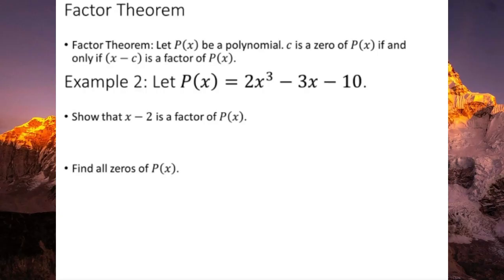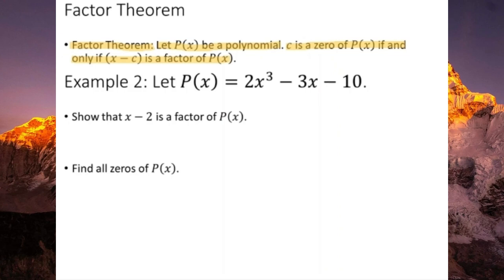Now we're going to look at a helpful theorem that's going to help us factor polynomials that we couldn't factor before through traditional methods. This theorem is referred to as the factor theorem. The factor theorem states, let P of x be a polynomial. C is a 0 of P of x if and only if x minus c is a factor of P of x. This comes from a direct result of our remainder theorem.